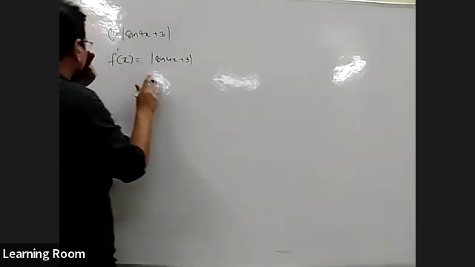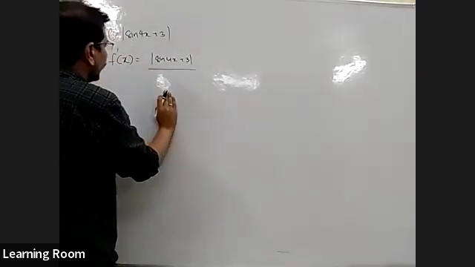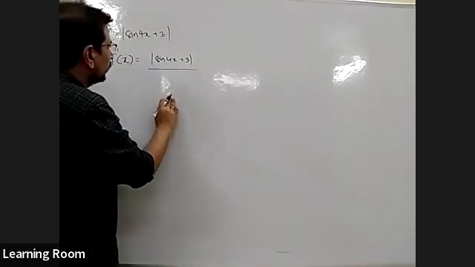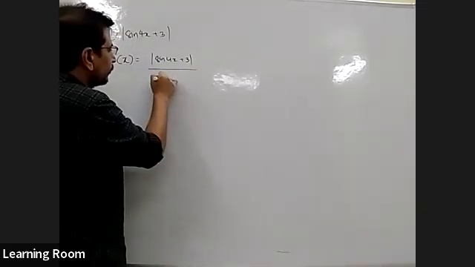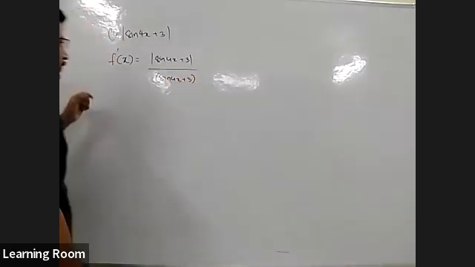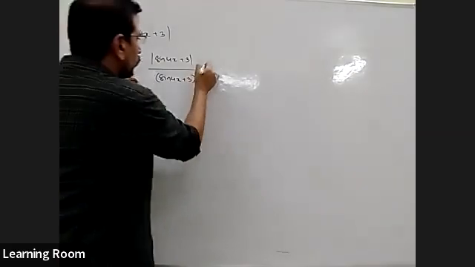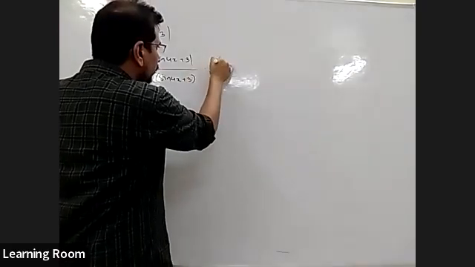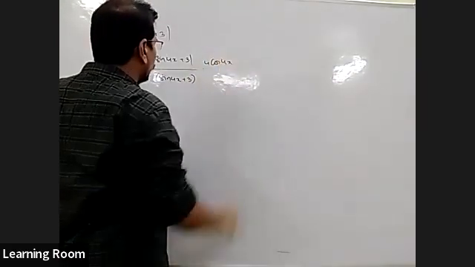So if f dash of x is mod of sin of 4x plus 3, divided by, into the derivative of sin 4x, which is 4 cos 4x. Okay.